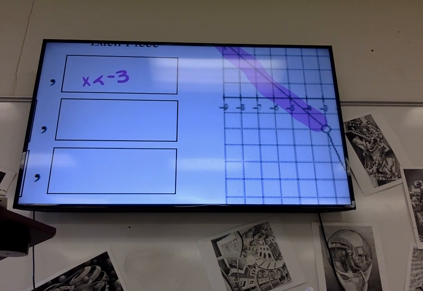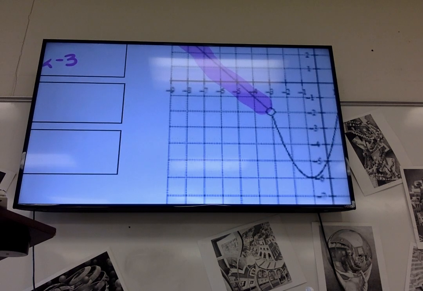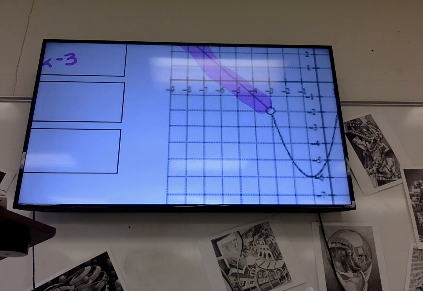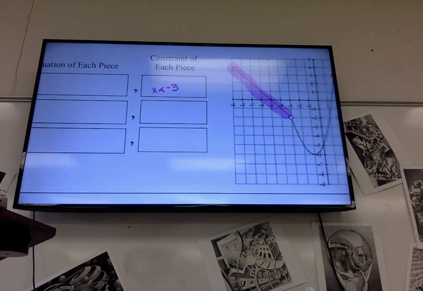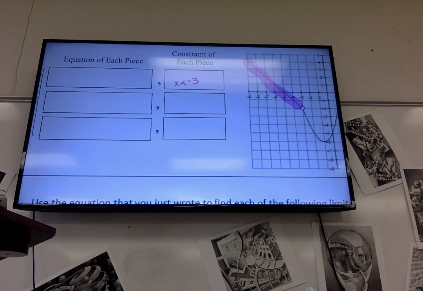Should it be less than or equal to? No. Why not? Because it's not equal to. Yeah, because it's an open circle. It's not equal to. Very good. Now, what is that shape that I've highlighted pink? A line. It's a line. So let's come up with the equation of that line. How do you want to do that?